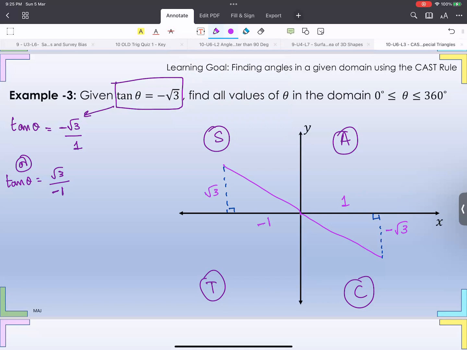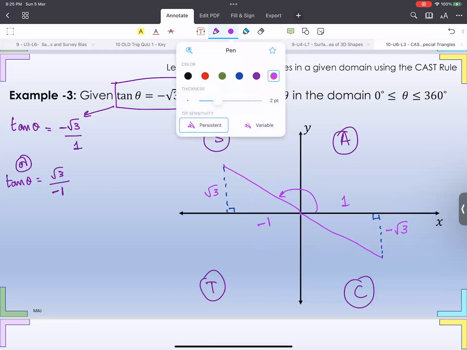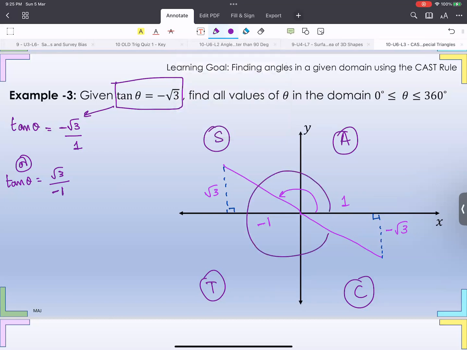So there are two possible solutions. Your first solution would fall over here. Your second solution would fall over here. But to find that, guess what we need to find? The related acute angle.